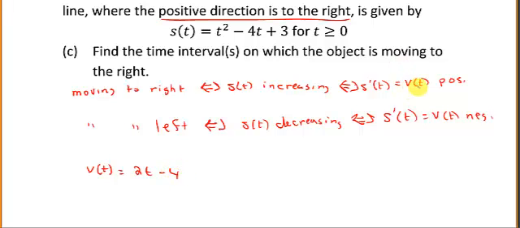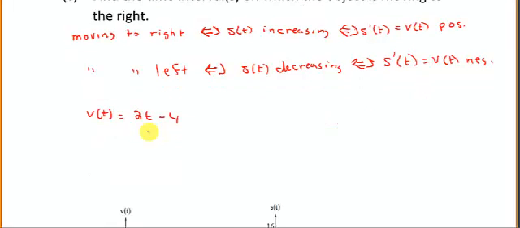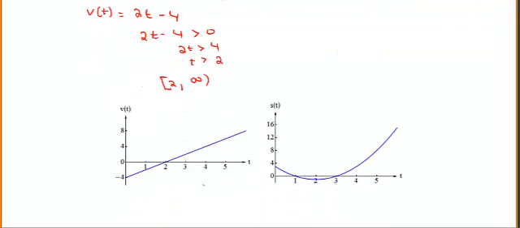And if we're moving to the right, the velocity would have to be positive. So let's take this 2t minus 4 and set it greater than 0. So that's going to be 2t is greater than 4, t is greater than 2. So on the interval from 2 to infinity, we're moving to the right. All right, let's take a look at that.